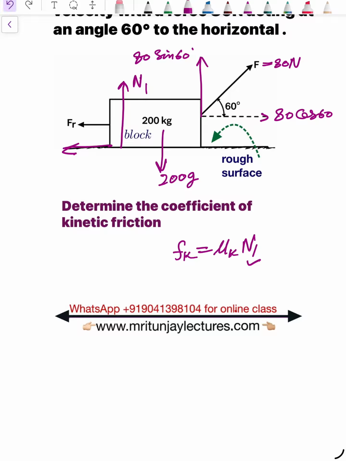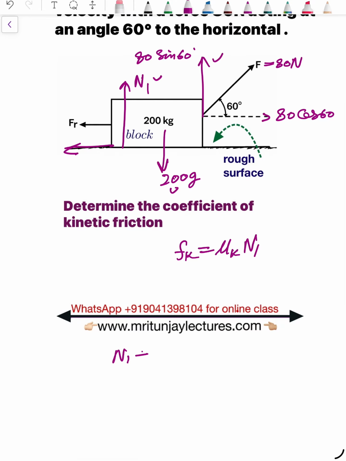So if we focus on N1 and Fk, then you can determine mu k. Clear? So how can we determine N1? First of all, if you see the normal force N1 and here 80 sin 60, this balances the weight. So N1 plus 80 sin 60 is equal to how much? 200 g. Clear? After that, N1 is 200 into g minus 80 into sin 60.